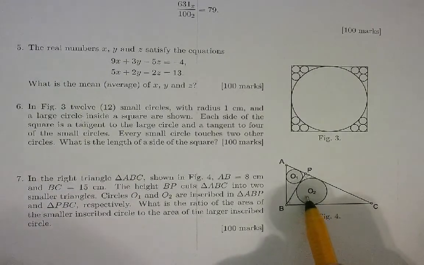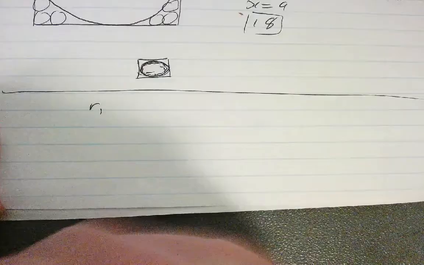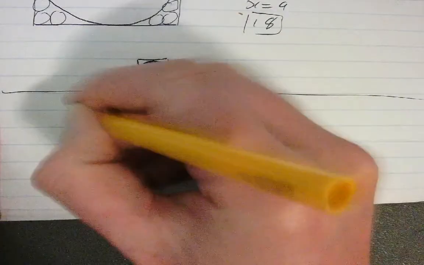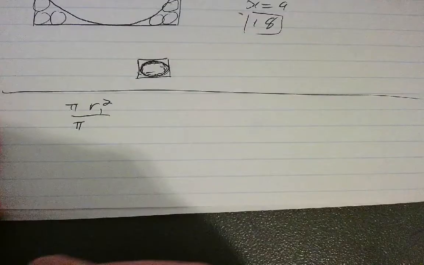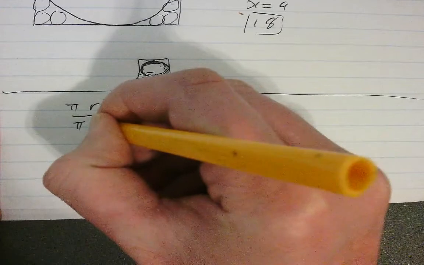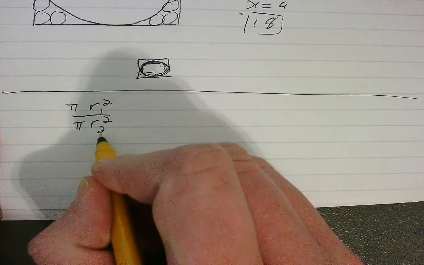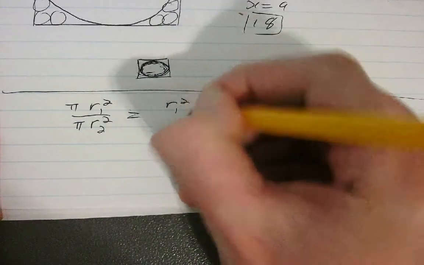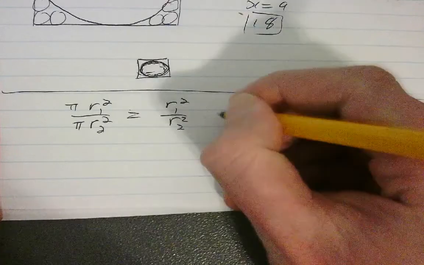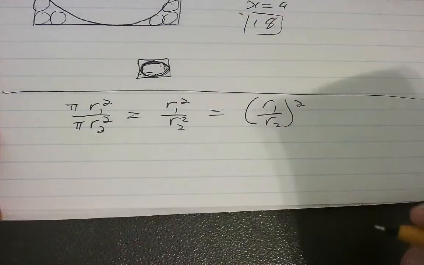If R1 is the radius of the smaller circle, then its area is going to be pi R1 squared. The area of the larger circle, let's say its radius is R2, so its area is going to be pi R2 squared. The pi's cancel, so this becomes R1 squared divided by R2 squared, and this just becomes R1 divided by R2, all squared.